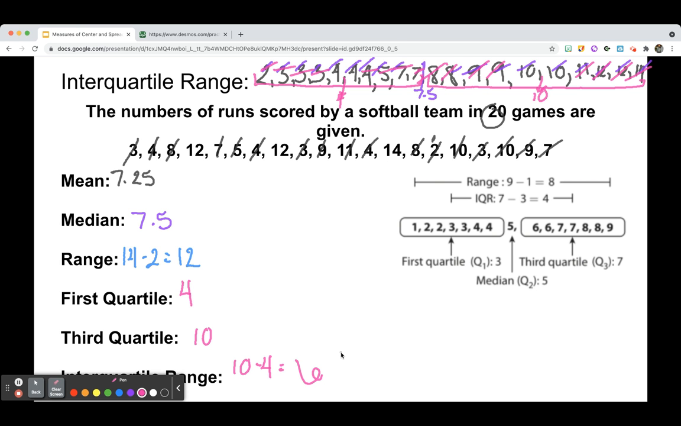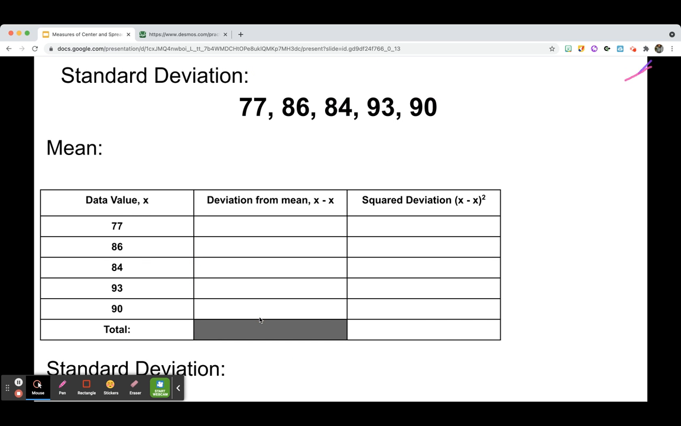So there I found my mean, I found my median, I found my range, first and third quartile, and then my interquartile range. Okay, next one is where it gets a little bit tricky. So we have this thing called standard deviation, and I want to know how much does my data deviate or differ or be apart from, different from, is it deviating from the values that are actually given?